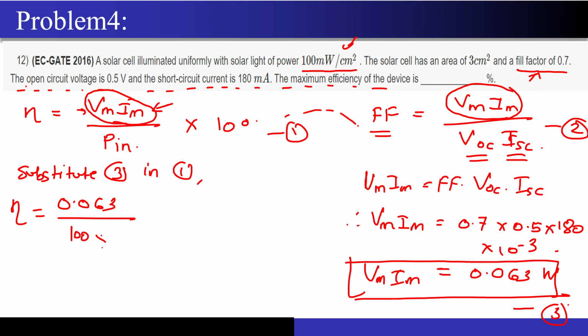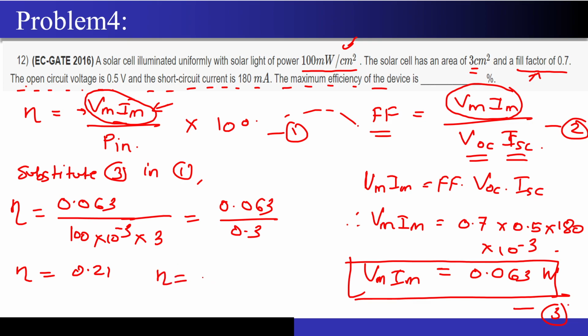So 100 into 10 to the power minus 3 has to be multiplied by the factor of 3 over here. Correct? So this will be 0.063 divided by 0.3. So this efficiency will come out to be around 0.21, or since they have asked in percentage terms, the efficiency will be around 21%. I hope it is very much clear till this point. Again, an easy numerical. If you have any doubts, please feel free to poke me at any point.